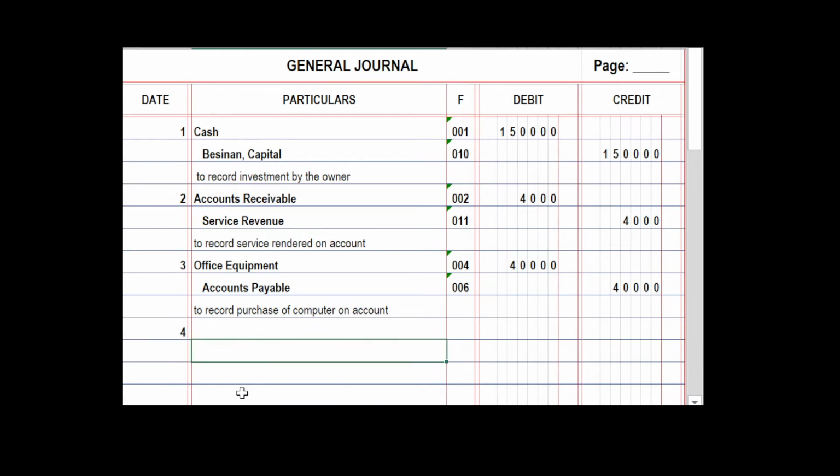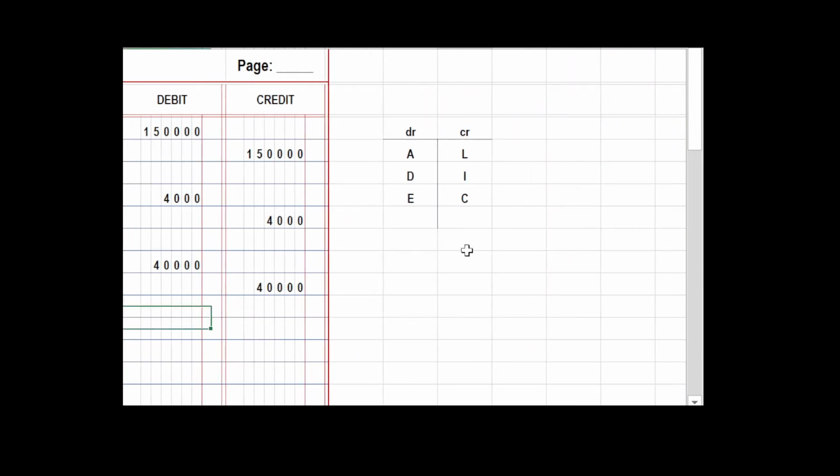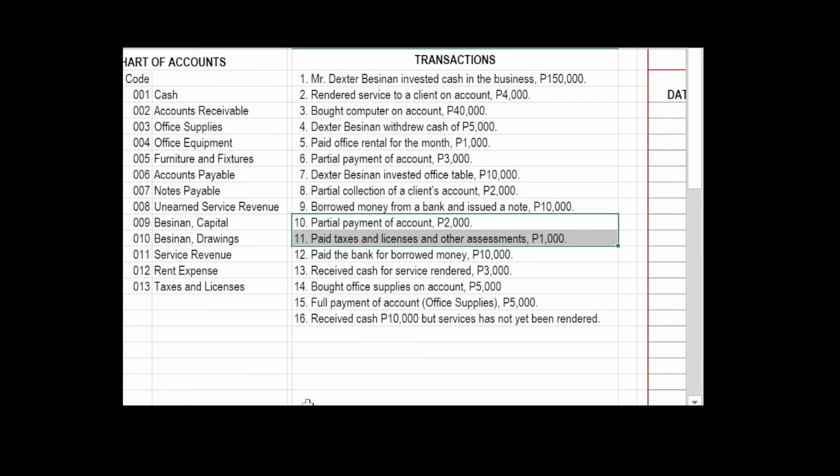So, next natin, we have here, Dexter Bisinan withdrew cash for 5,000. So, nag-withdraw siya ng 5,000 sa business. So, ano yung pumasok? Walang pumasok sa business. Pero nagkaroon tayo ng drawings. Si drawings nasa debit side. So, ibig sabihin, debit natin Bisinan, drawings. And then, ano yung lumabas sa business? Nag-withdraw tayo ng cash sa business.